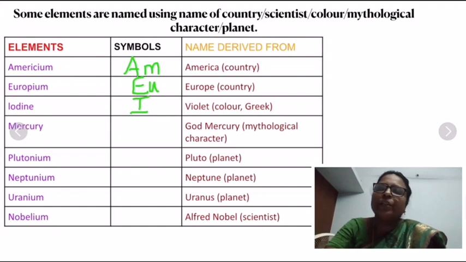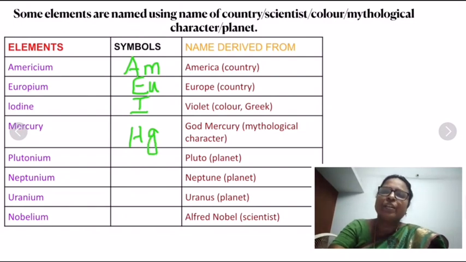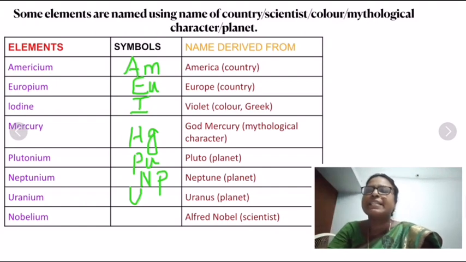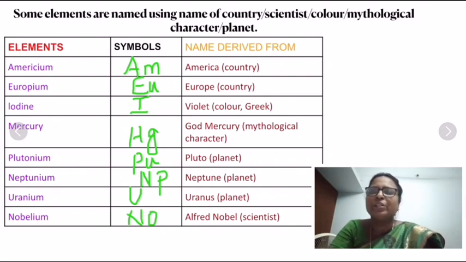I. Mercury, the god Mercury. That is a mythological character. Hg. Then plutonium, Pu. Then neptunium, Np. Then uranium, you know, U. Then nobelium, it is named after the scientist Alfred Nobel. Nobelium, No. Okay, children, do you understand how to write the symbols of the elements? Children, you should learn the symbols of the elements.